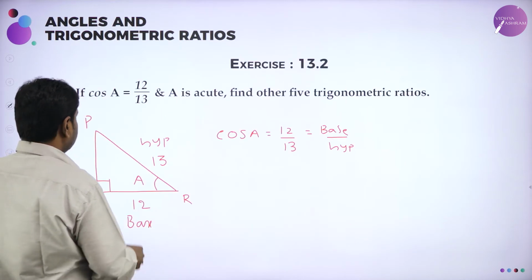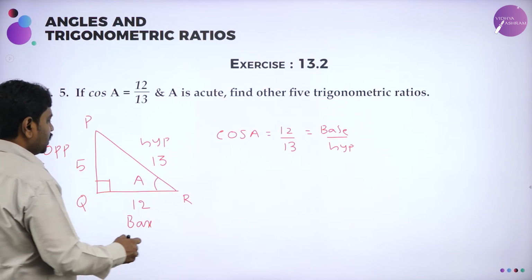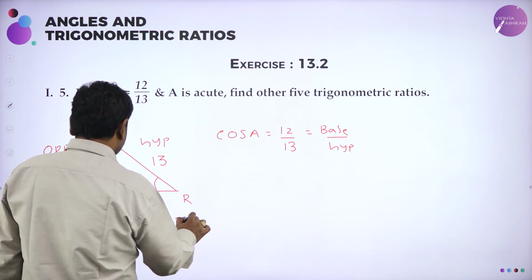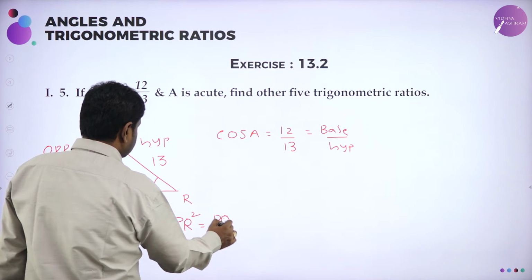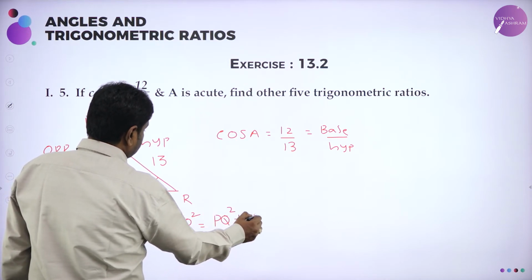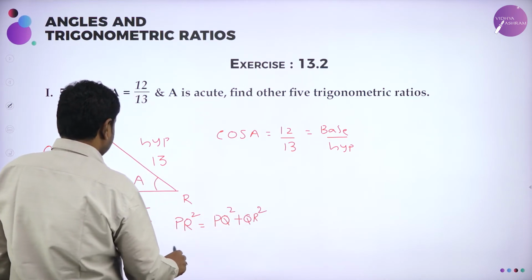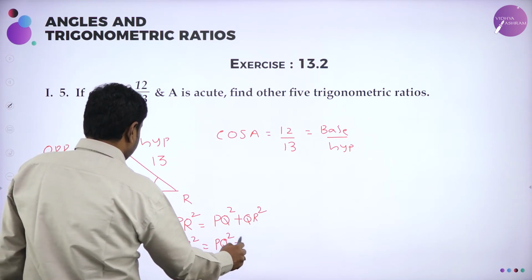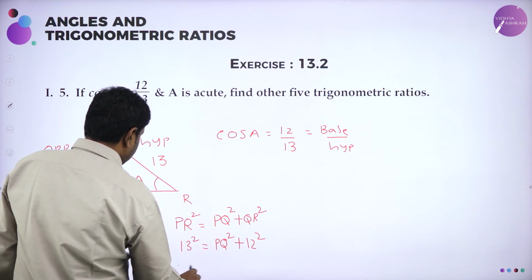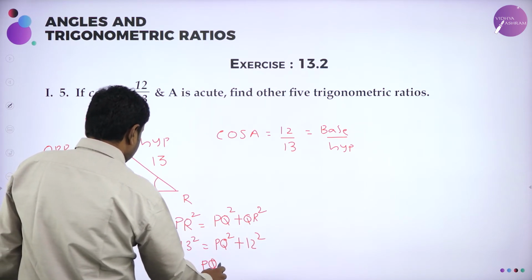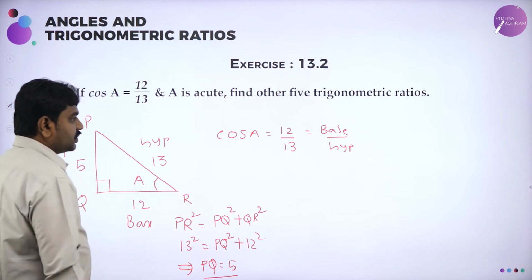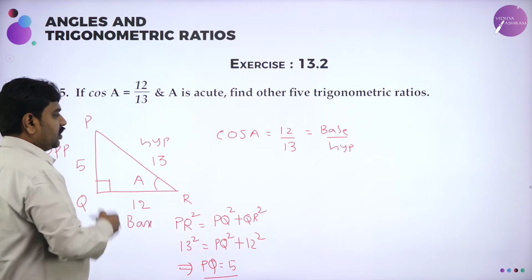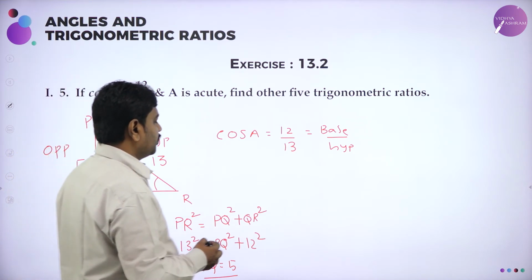Solve it, you will get 5. In triangle PQR, PR square is equal to PQ square plus QR square. Use Pythagoras theorem. PR is 13, so 13 square is equal to PQ unknown square plus QR, which is 12 square. Rearrange and you will get the value, 5. So now cos is 12 by 13, base by hypotenuse, and you got all the sides. They want you to find all other trigonometric functions.